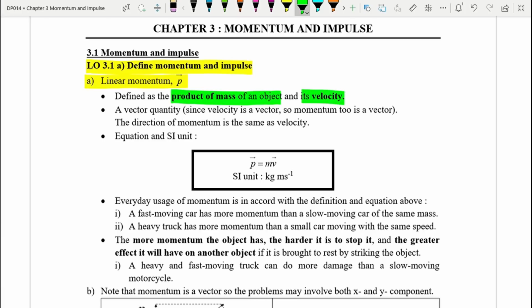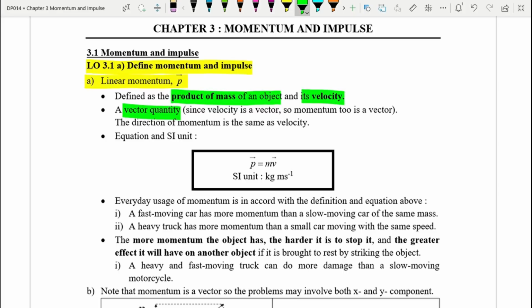Okay, so momentum is a vector quantity. Obviously, we know that velocity is a vector quantity, so that's why momentum is also a vector quantity. Tapi mass bukan vector, it's a scalar quantity. Alright, so the direction of momentum, macam mana kita nak determine dia punya direction? Kita just tengok pada direction of velocity. So direction of velocity, dia akan bagi direction of momentum.